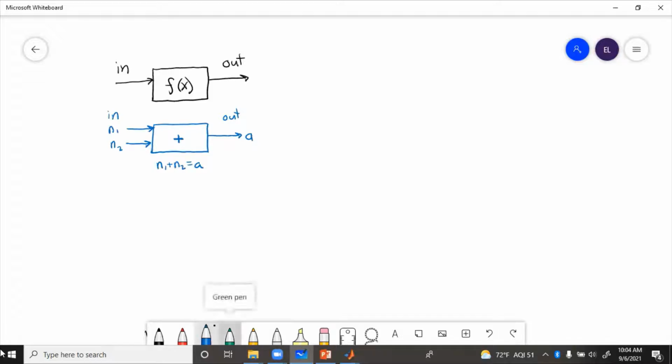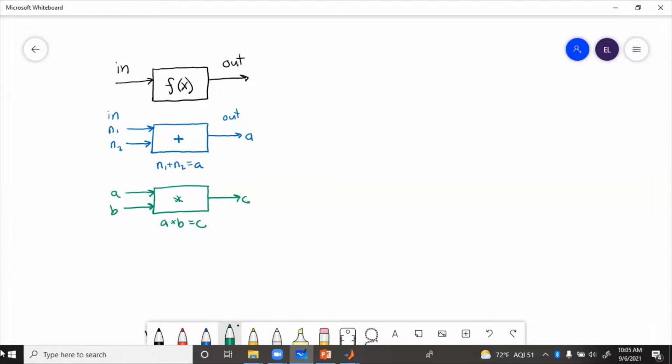Then there's a multiplication function. So let's say we're going to multiply number A, number B, and we get the output is C. So this one, we'd have A times B equals C. So no matter what number is A and what number is B, they will get multiplied together and produce C.